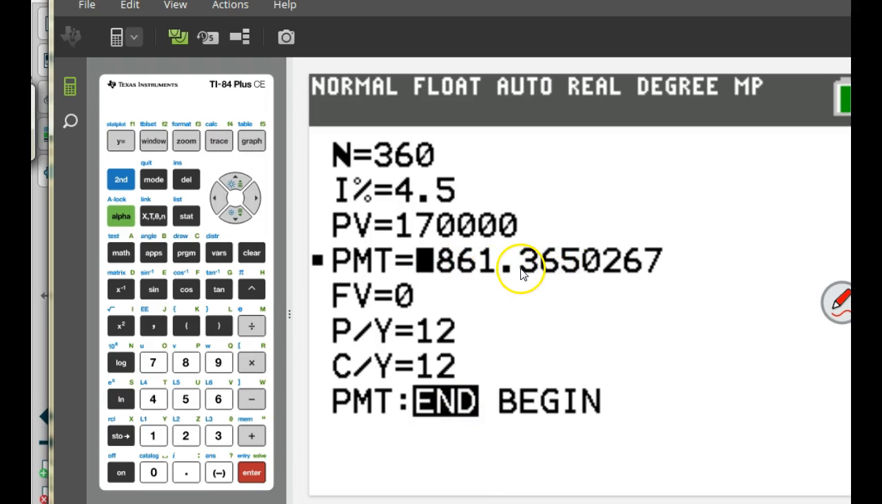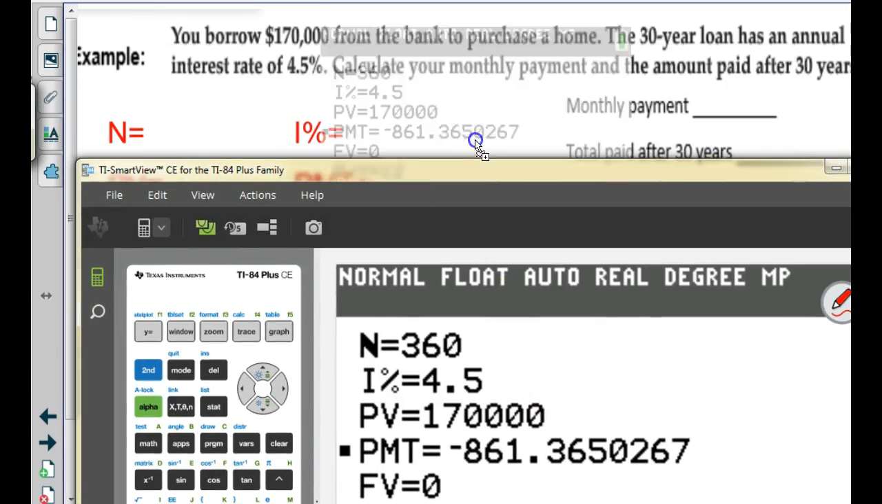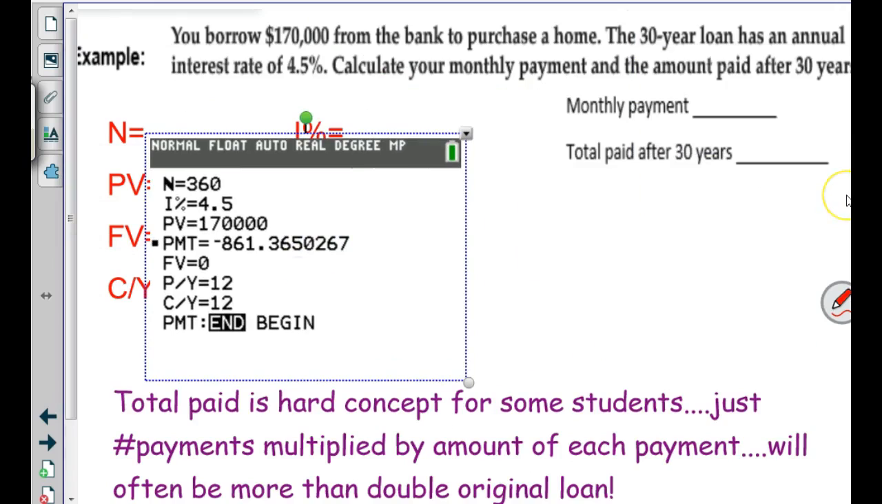So we have $861.37. I would say we should call that. All right. $861.37. Now, you don't write it down as negative. You could have put the $170,000 in as negative, and then this would have come out positive. Did anyone not get this answer?